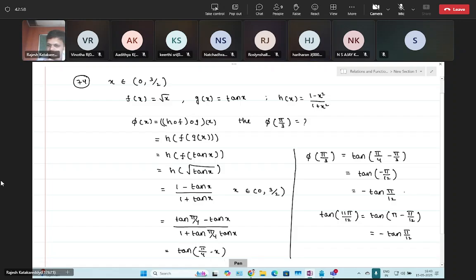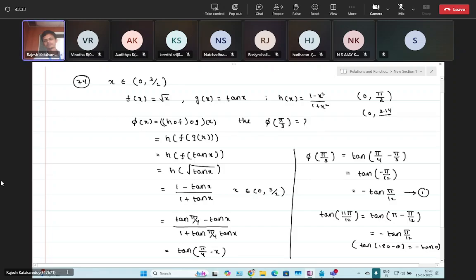In option verification, this is tan 11 pi by 12. 11 pi by 12 I wrote as pi minus pi by 12. Using the property tan of 180 minus theta is minus tan theta, I wrote here. Okay, sir. Right? Going to which one? See, the first quadrant is 0 to pi by 2. Pi value is approximately 1.57. That's simple.